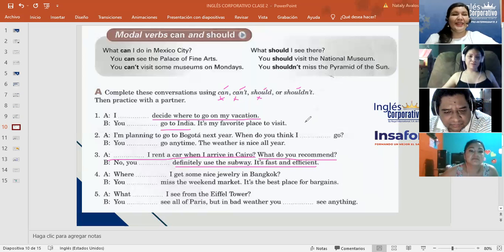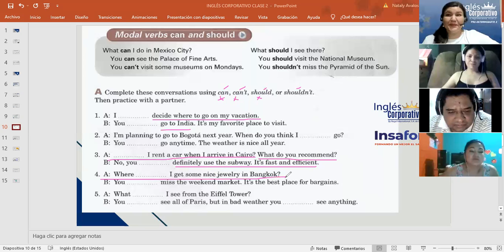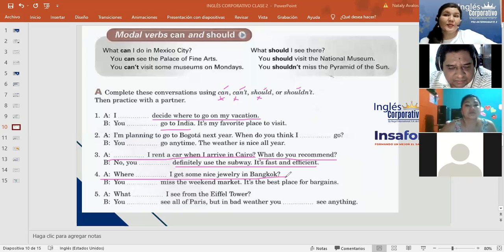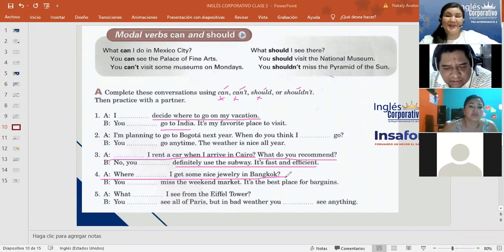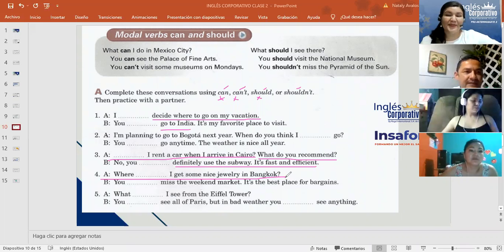Okay, the next one. Number four, can you read the complete sentence and give me the option? Briseida, tell me. Teacher, what is the pronunciation of the word definitely? Okay, definitely. Definitely. Very good. You're welcome. And the last one.